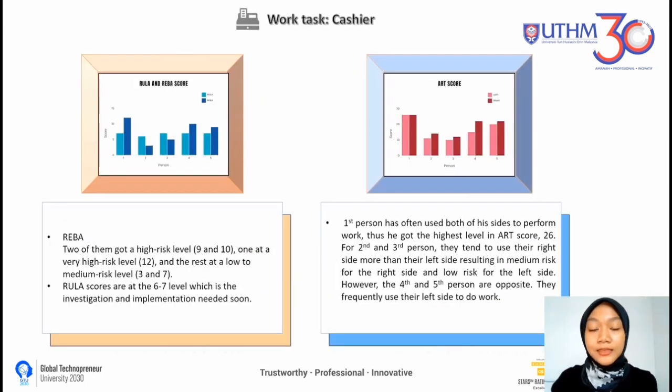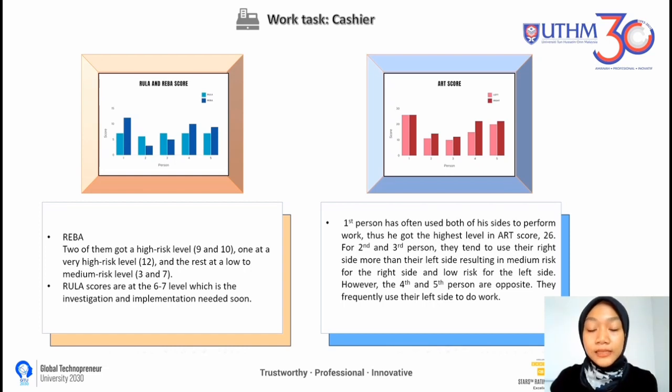Cashier. This is the third work task, cashier. In REBA, two of them got a high risk level score, which is 9 and 10, one is at a very high risk level, and the rest are at low to medium risk level. While in RULA, they are at 6 to 7 score, which means investigation and implementation are needed soon.